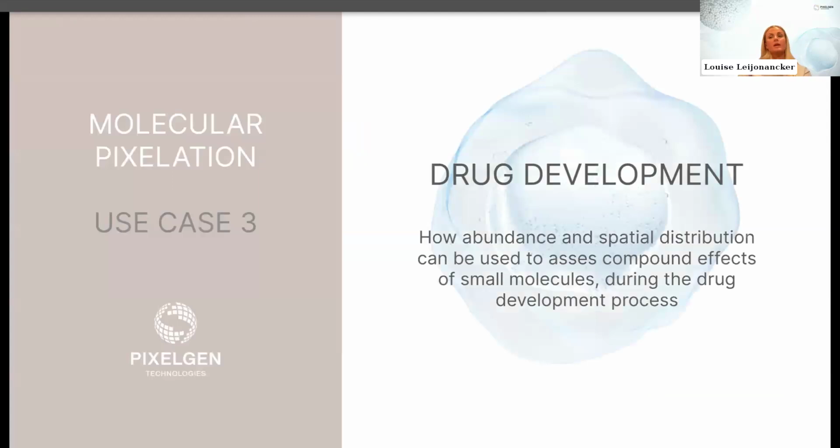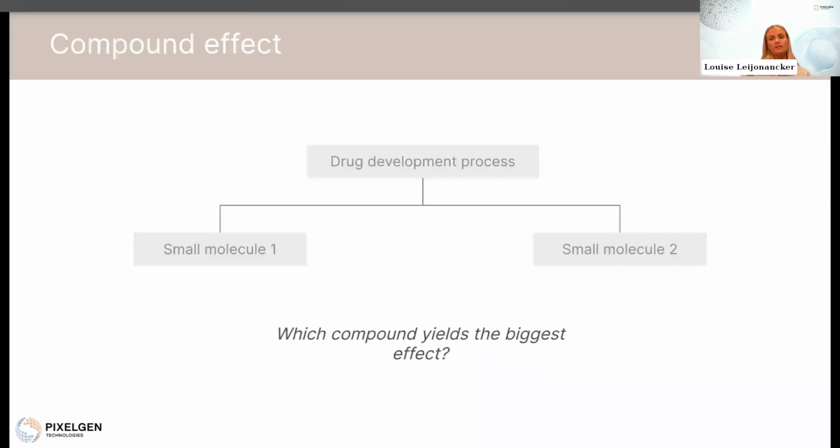The third use case that I want to walk you through is a drug development use case. And here we looked at how abundance and spatial distribution can be used to assess compound effects of small molecules during the drug development process. This was actually a big pharma company who did this. And this is an overview of the process there, or what they had done before. So they had their drug development process, and they found two small molecules of interest that they wanted to know which of these compounds yields the biggest effect.